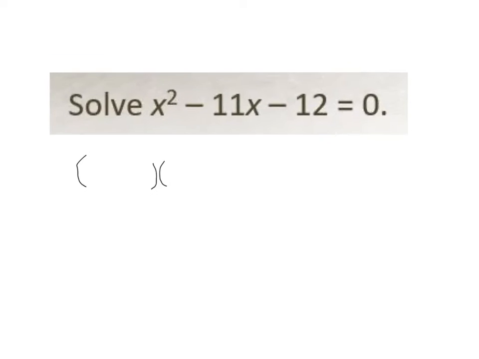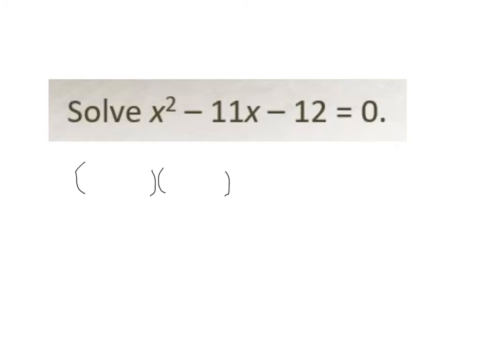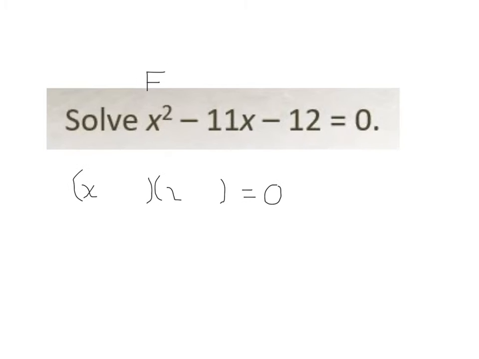We know we're going to try to find two binomials that we can multiply together that'll equal x squared minus 11x minus 12. So we know that first times first has to be x squared. So that's why we know these are both going to begin with an x, because x times x is x squared. Then we know that we need to find two numbers that multiplied together equal negative 12.